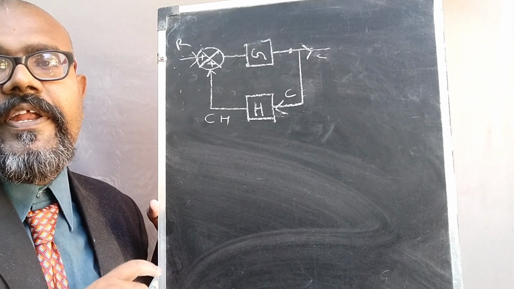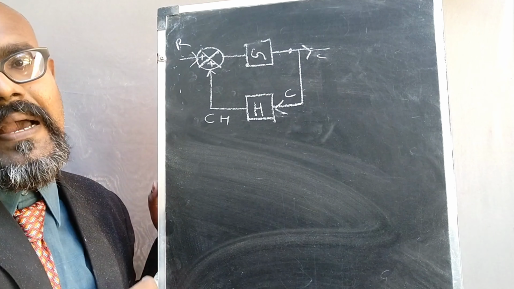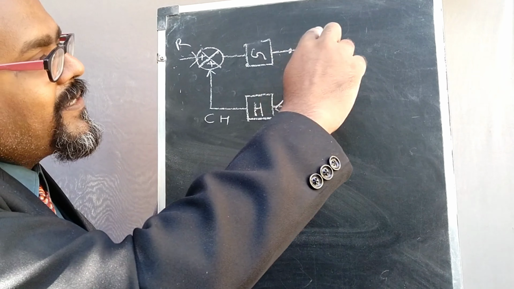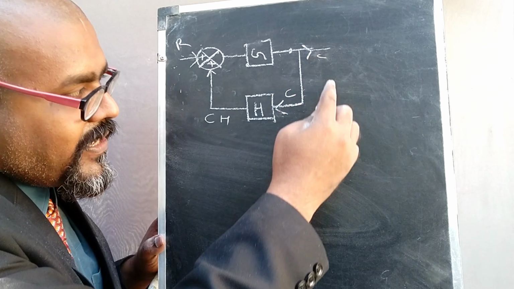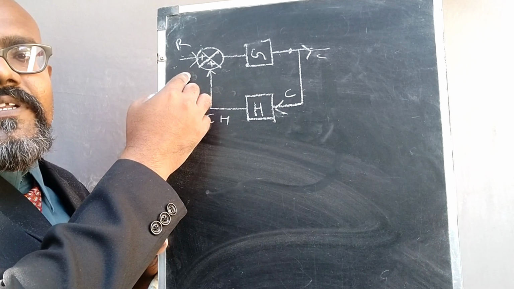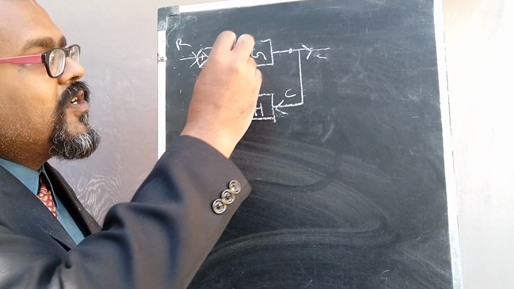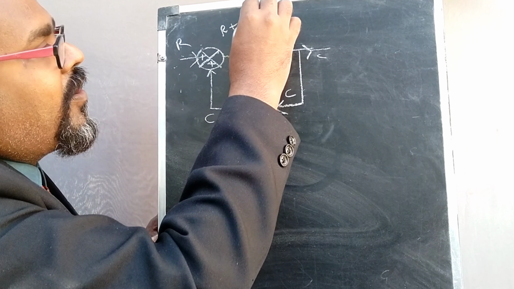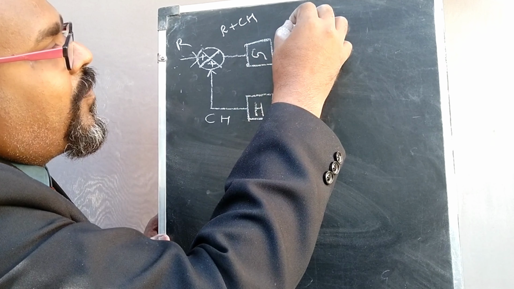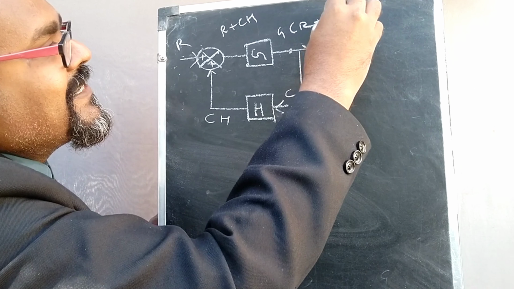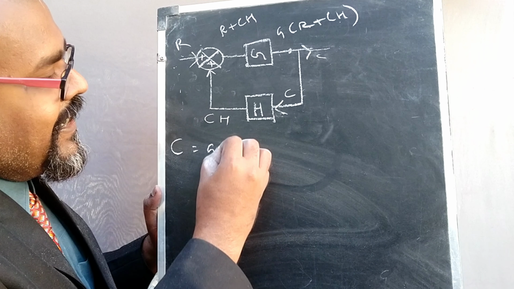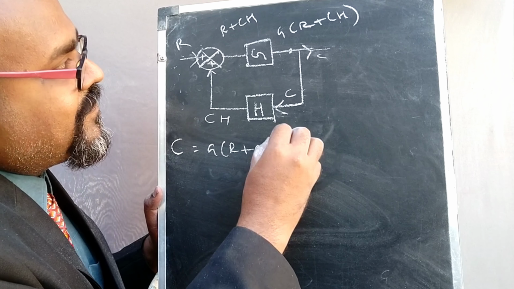Then the last rule we need to follow is the positive feedback path. For removing this positive feedback path, the same rule we need to apply, because the output is going to the input for the feedback, and we got the CH here. The only change is, instead of minus, here plus. So we got the input R plus CH joined here. Then what is the final output here? G into R plus CH. So the final output C is equal to G into R plus CH.